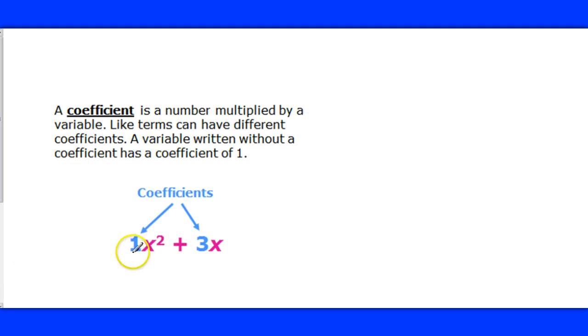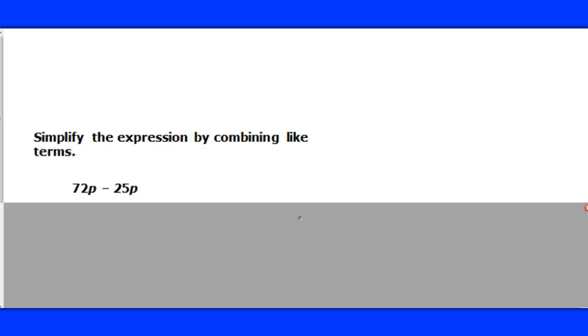Coefficient is the number in front of the variable. This is the variable. This is the coefficient. This is the variable. This is the coefficient. When you are combining like terms, you actually add or subtract the coefficient part.